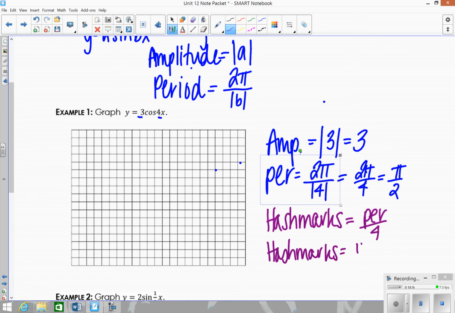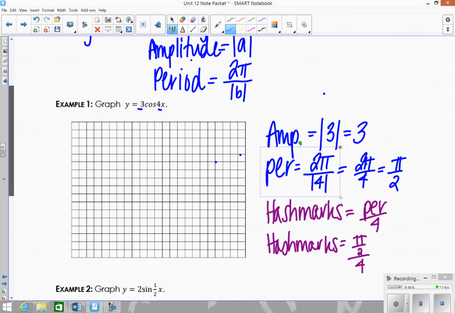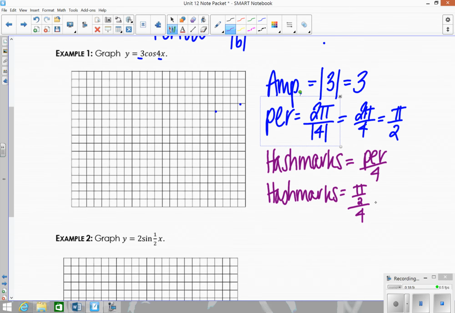So that means that the hash marks are going to be pi over 2 divided by 4. And if you remember, whenever we are dividing fractions, we're going to keep the first one. This is really like 4 over 1 at the bottom. And you're going to flip the second one. So you're going to have 1 over 4. So that means each hash mark should be pi over 8. Should be the units between them.